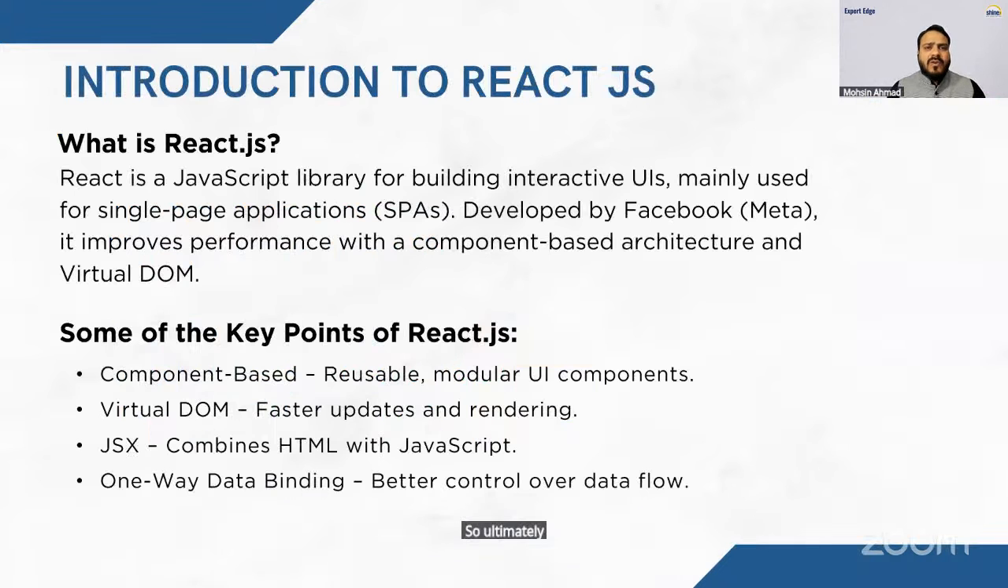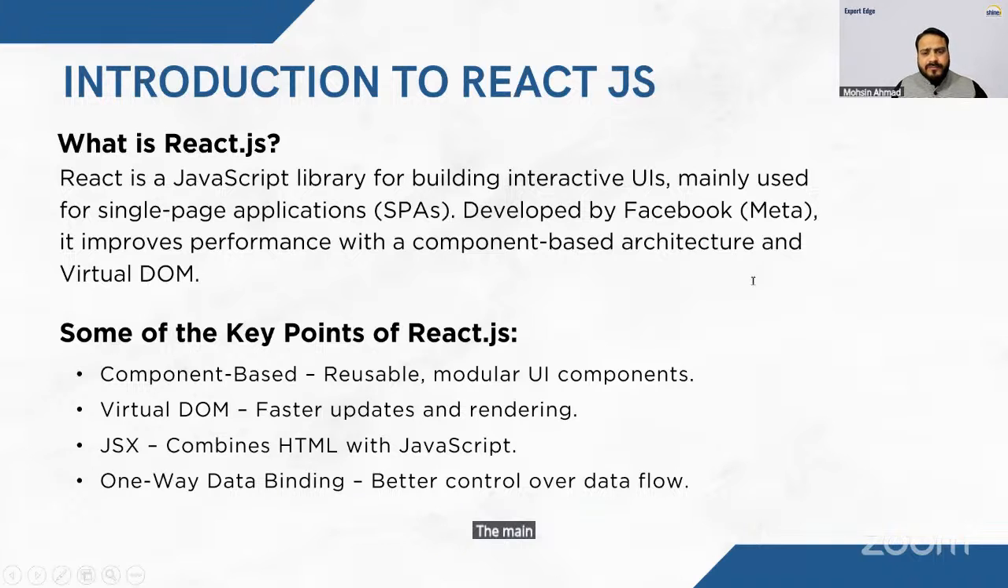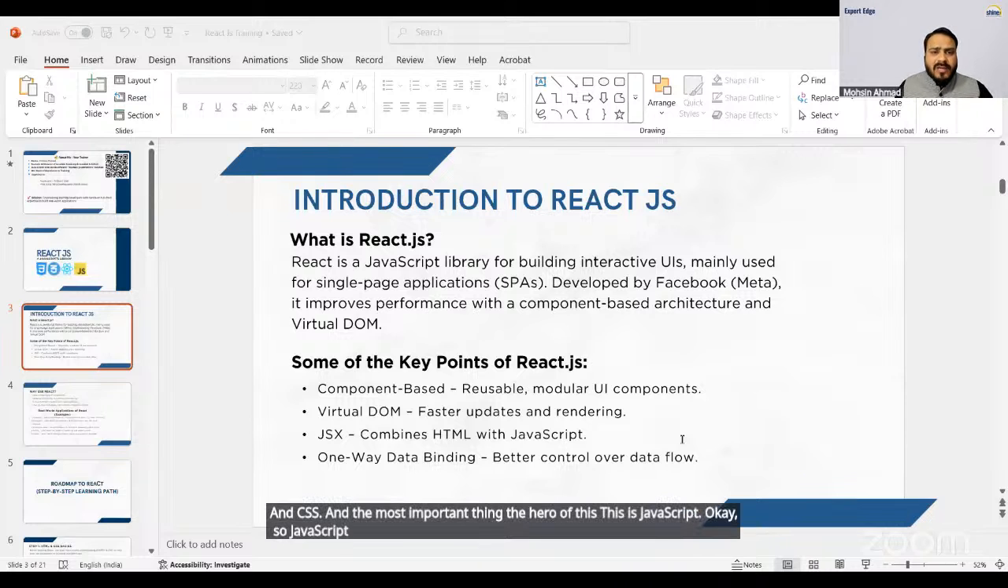So first of all, I want to introduce React.js, Node.js, MongoDB, and Express.js. But before that, we have to cover three things in the front end. To make the front end, we need HTML and CSS. And the most important thing, the hero of this, is JavaScript. JavaScript is a scripting language, and React.js is a library of JavaScript. Node.js is a runtime environment. All these things ultimately depend on JavaScript.